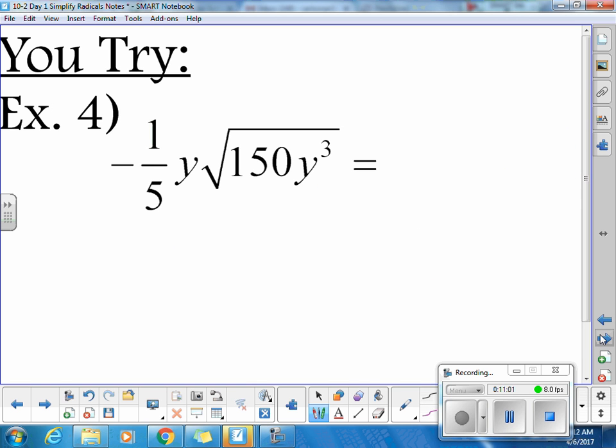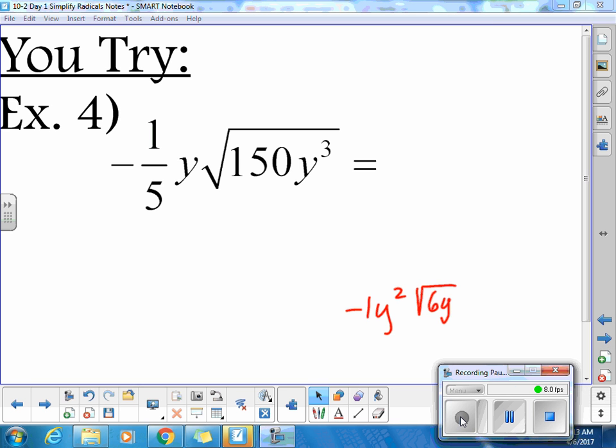All right, again, put me on pause. You try this. You have to show work for credit. I'll put the answer on the bottom when you come back. All right, so hopefully you showed your work and you ended up with negative y squared, or negative 1y squared, square root 6y. If you need help, ask in class and I can show you how to do it.